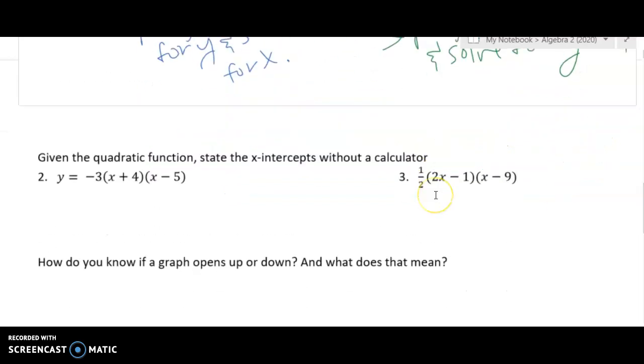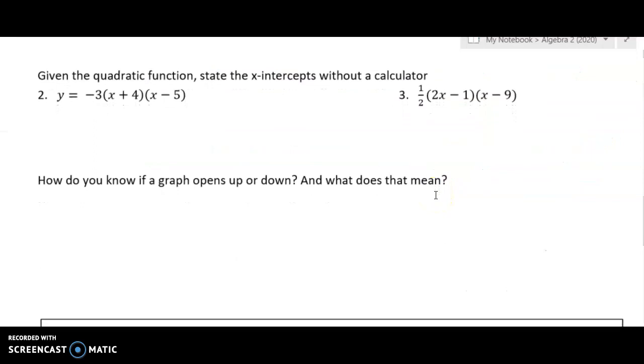Okay. Here we go with our new stuff for intercept form. Today it says, given the quadratic function, state the x-intercepts. Both of these problems are in intercept form. So what you're going to do is take each factor, or each piece that has x in it. This first one is x plus 4, you're going to write it down and you're going to set it equal to 0. What you're going to do is solve for x. So the only thing I need to do here is subtract 4 to the other side, and I have x by itself, and that is one of my x-intercepts.